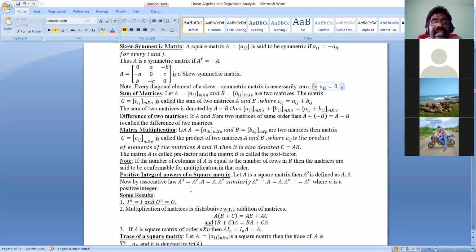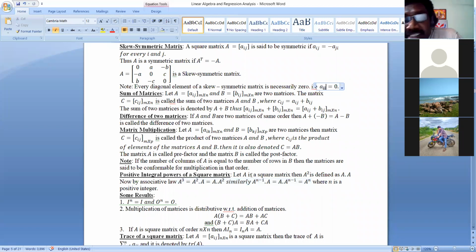Next, what about the integral powers? Up to this, we came across in our previous classes, either in first year, second year, or 10th class also. You came across this matrix multiplication, so we have to remember this. Now we want to discuss the positive integral powers of a square matrix.